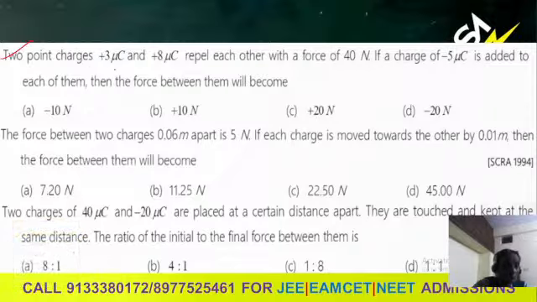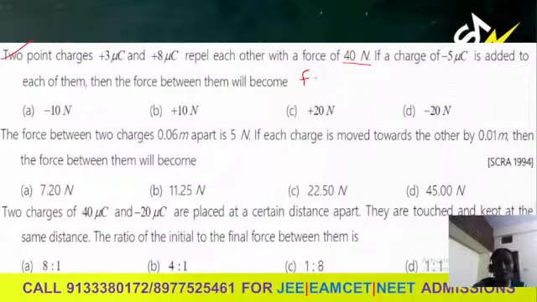We are given two point charges, plus 3 microcoulomb and plus 8 microcoulomb. Same charges are there here, so they repel each other with a force of 40 Newton. If a charge of minus 5 microcoulomb is added to each of them, then the force between them will become? Initially, same charges are there. What force is given?